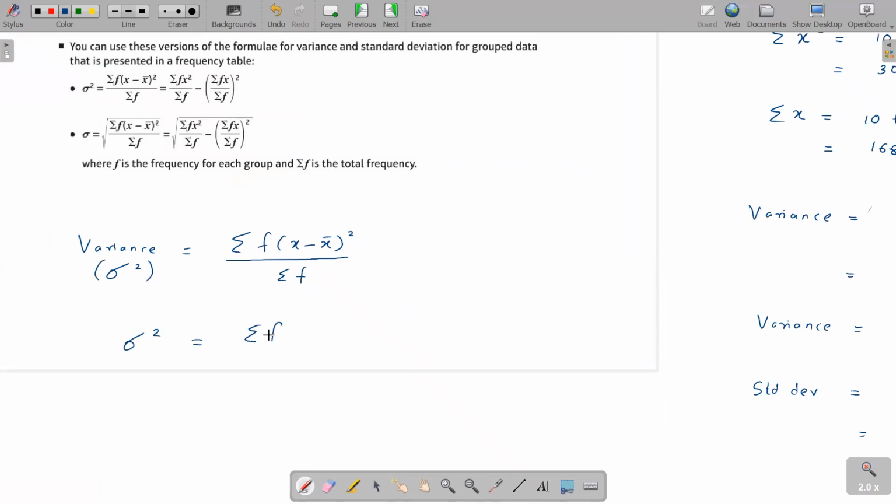This is the main equation: sigma fx square over sigma f minus sigma fx over sigma f whole thing square. This is the main equation that we are going to use.